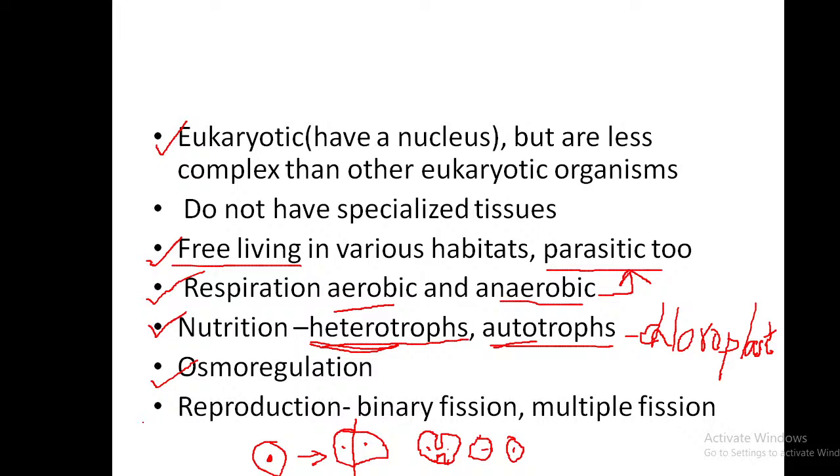A single cell can undergo more than 200 rounds of binary fission. And multiple fission means a single cell undergoes multiple fission. There will be one nucleus.